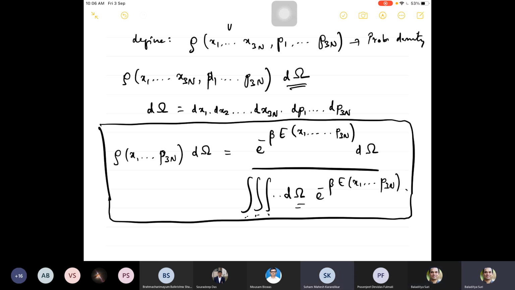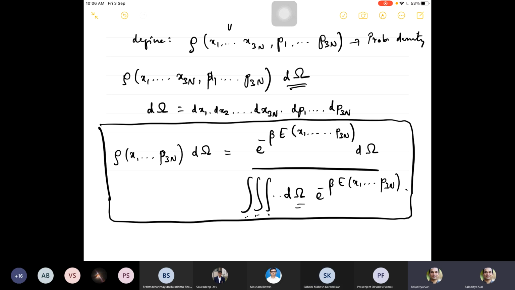Sure, but shouldn't it be g(E) times e raised to the power minus beta E d omega? Because we are considering the probability of the system to be in a particular state. And necessarily, right? For example, I'm integrating.